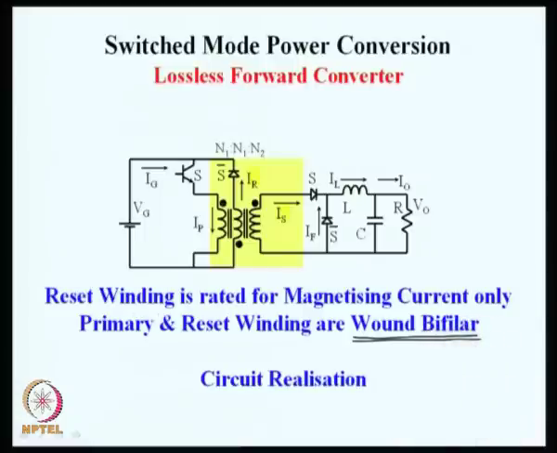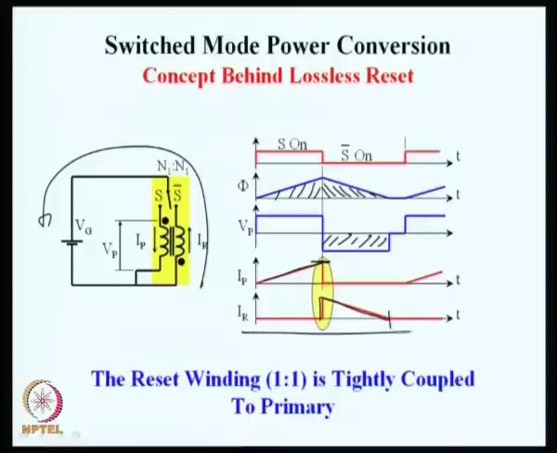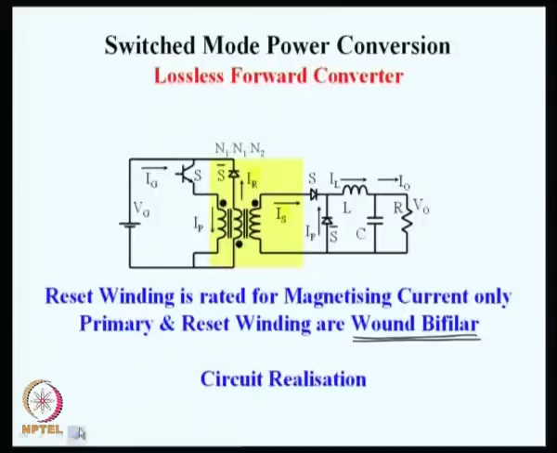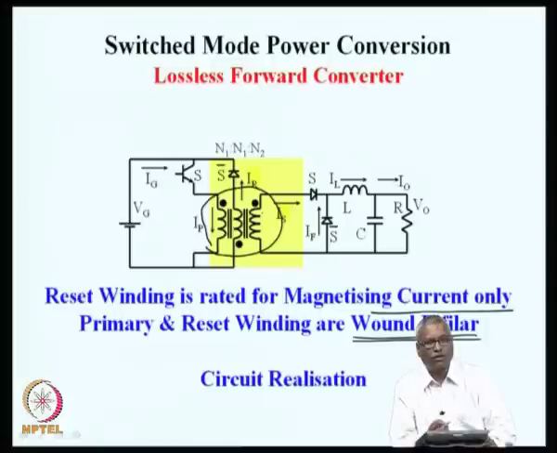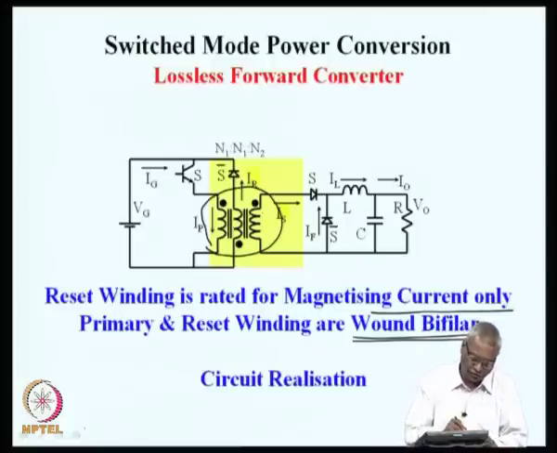The reset winding carries only the reset current, the magnetizing current, and so there is no need to make this winding capable of carrying the full load current. It will be wound only for carrying the magnetizing current, which means it will have a very small cross section, and so practically it will occupy very little space. The transformer copper space is decided mainly by the primary and the secondary, and the reset winding will occupy very little space in the transformer, because it handles only the magnetization current, and the magnetization current is a small fraction of the load current.